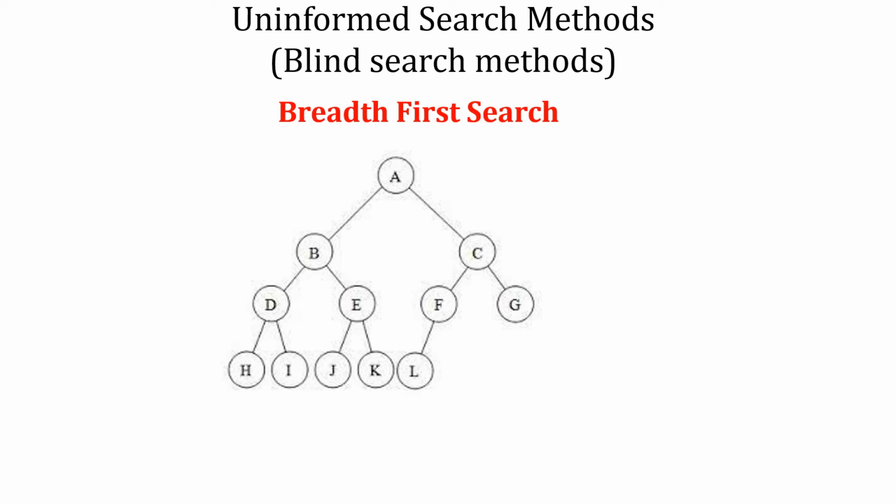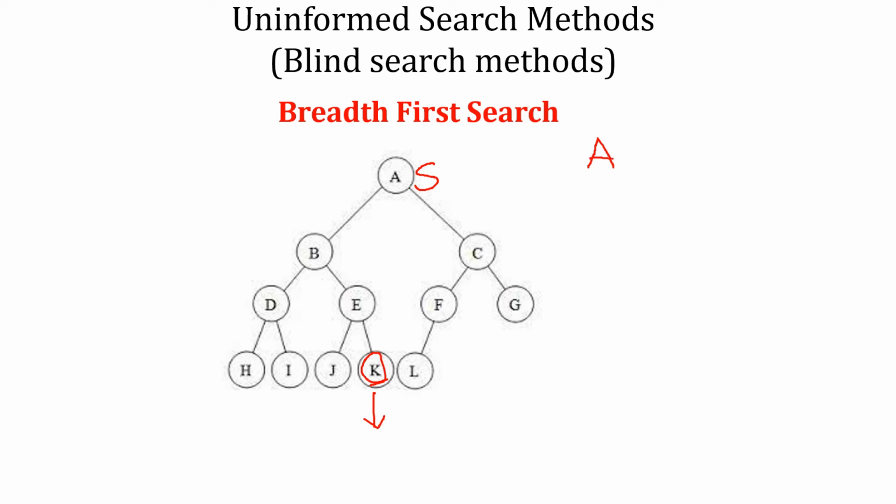Let us consider how the breadth first search is performed in this tree. Let us consider A as the source node here and K as the goal state. Actually, how is BFS performed? We will start with the root node A. We are checking whether it is a goal.